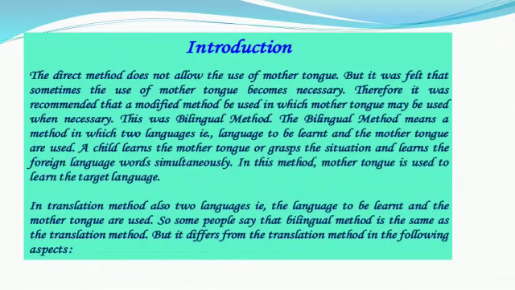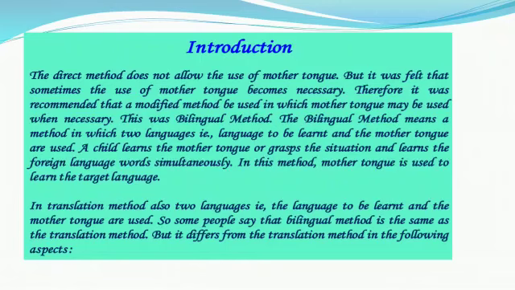Bilingual method means a method in which two languages are used. Don't forget, the term bilingual means two. So, the language to be learned and the mother tongue are used. A child learns the mother tongue or grasps the situation and learns the foreign language word simultaneously.